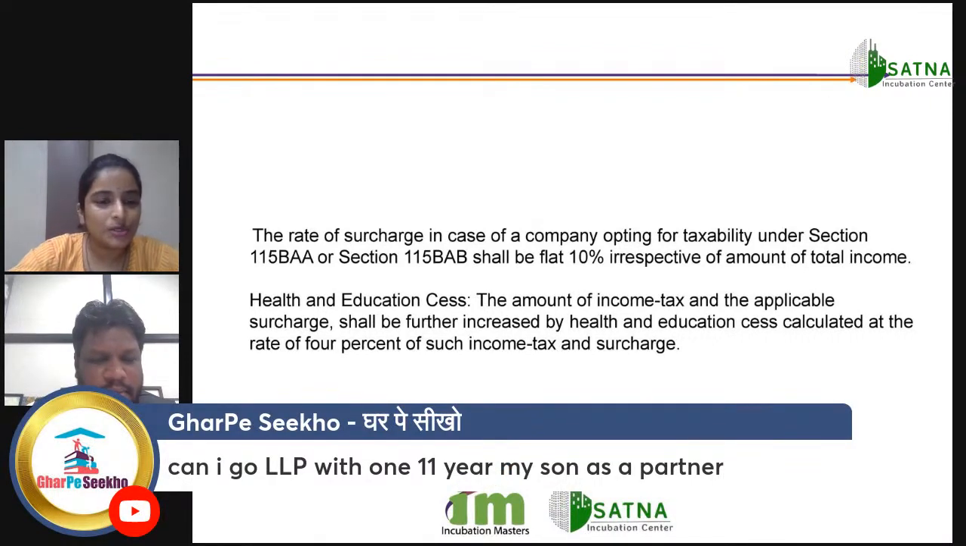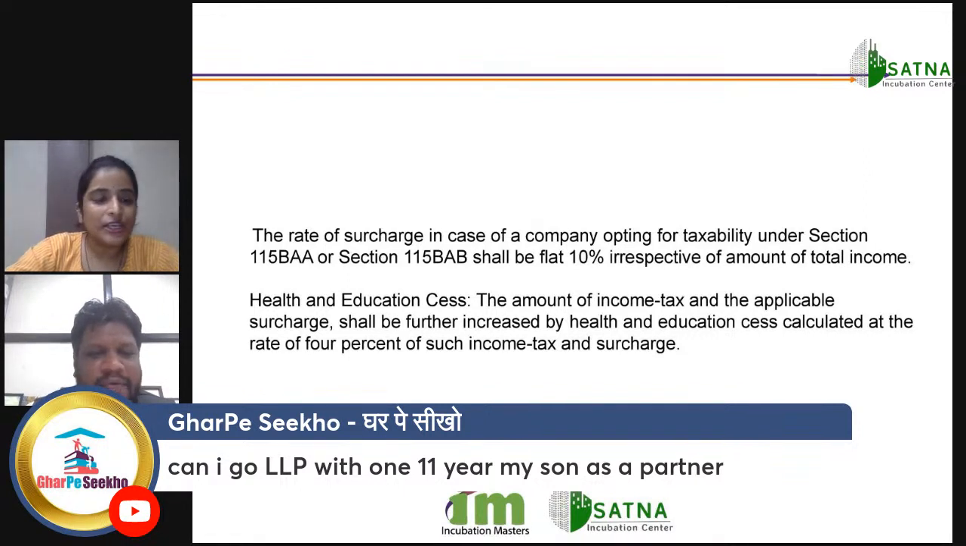We have another question: can I form an LLP with my 11-year-old son as a partner? Yes, you can, but for him another guardian has to act. If you are one partner and he is the other partner, then on his behalf another guardian has to sign and take all the decisions. He can be a partner, but under the guidance of the guardian.